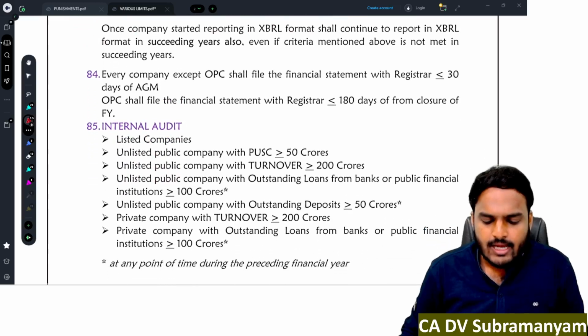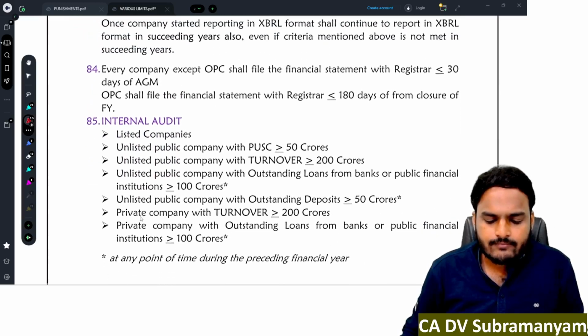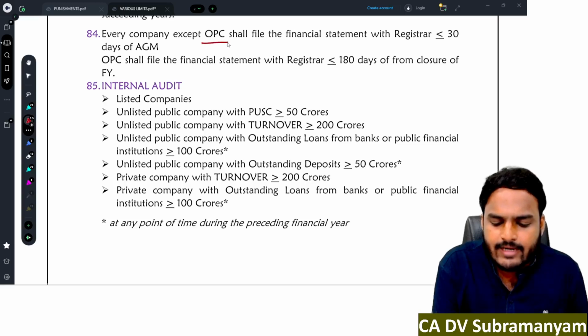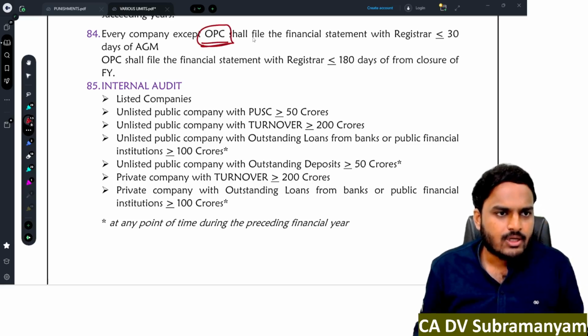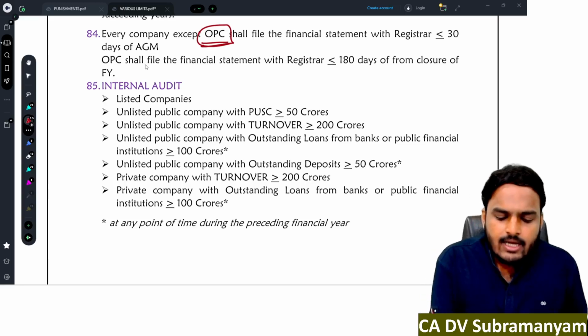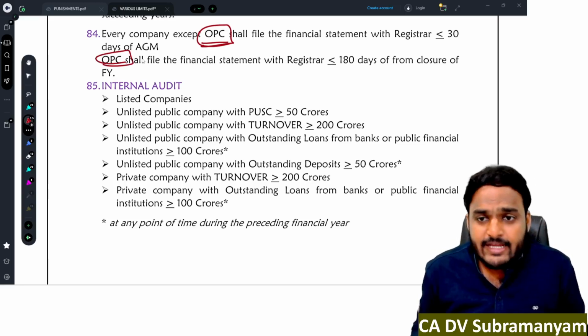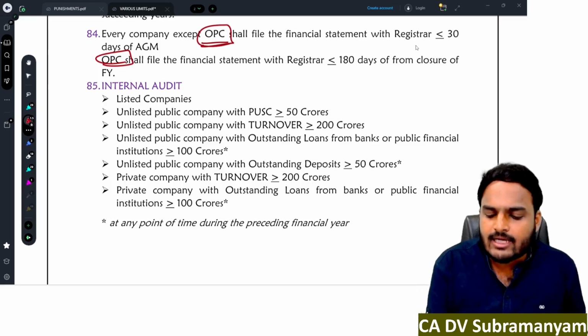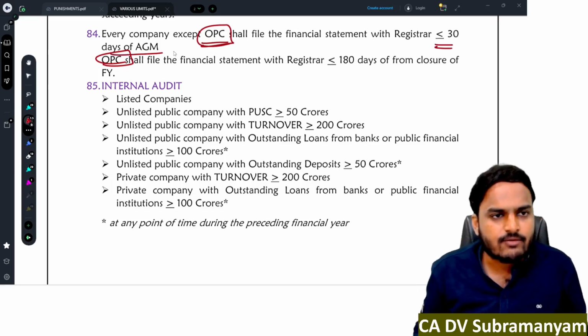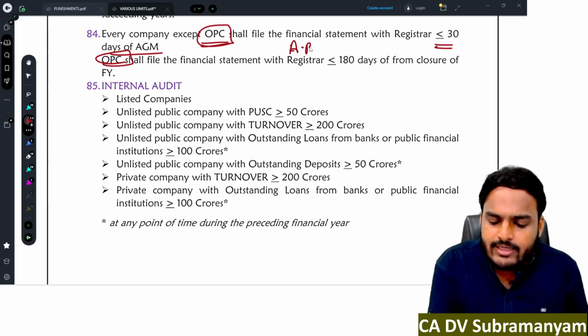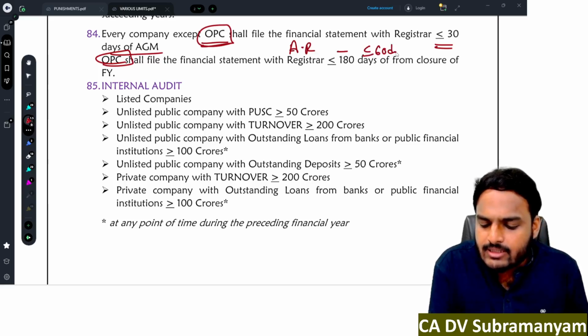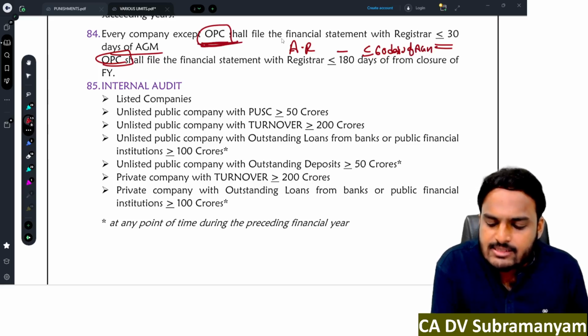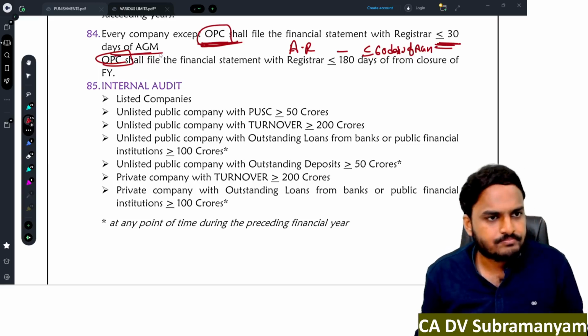Next one. Annual returns, financial statements, filing financial statements by OPC as well as other than OPC. Every company except OPC shall file financial statements with registrar within 30 days of AGM. For annual returns, 60 days of AGM, right? 60 days of AGM. Whereas financial statements, 30 days of AGM.